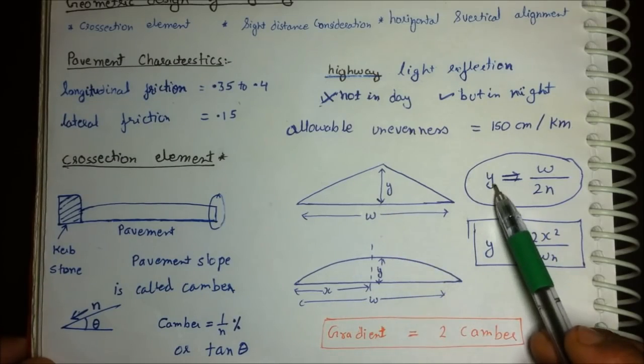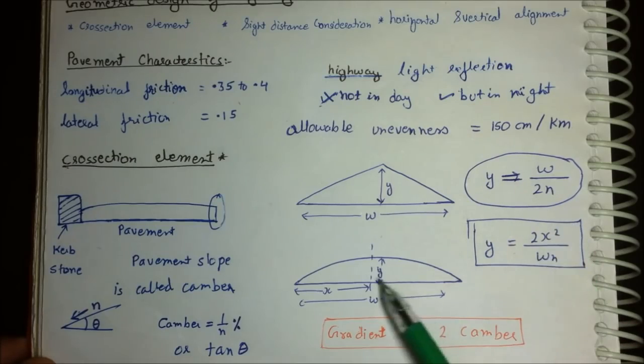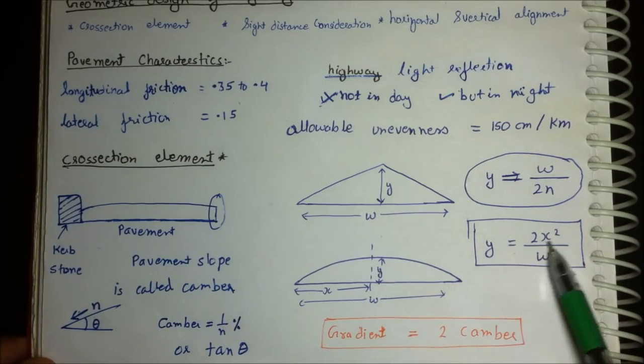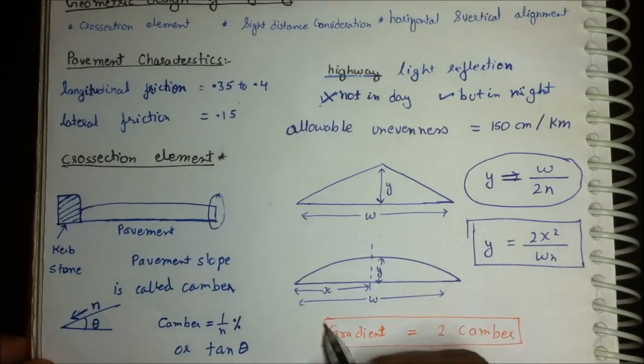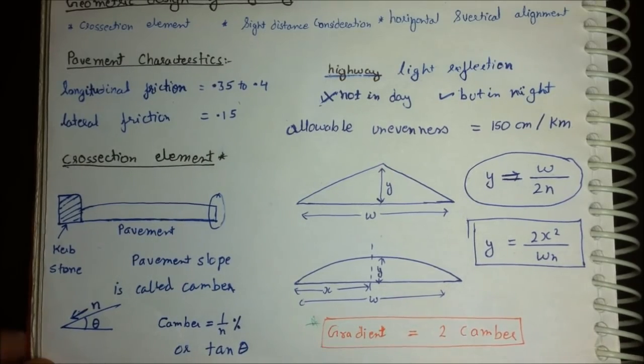Triangulated camber can be calculated as y equals w upon 2n and parabolic camber is y equals 2x square upon wn, where x is the distance from the side and y is the height of the camber and w is the width of the pavement. Now this is a term that the gradient is twice of camber.